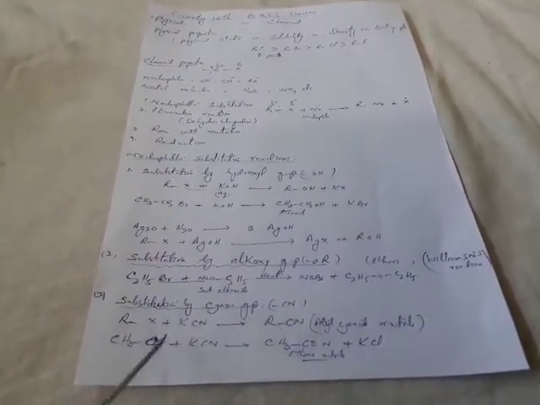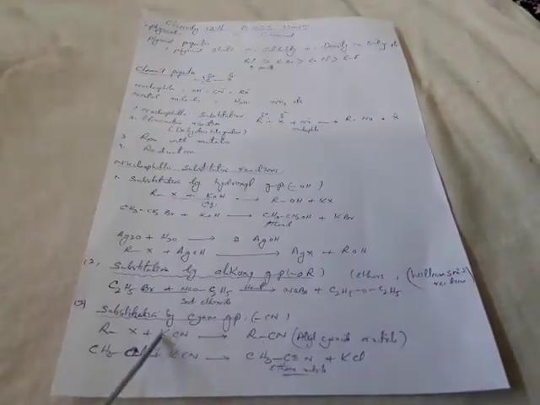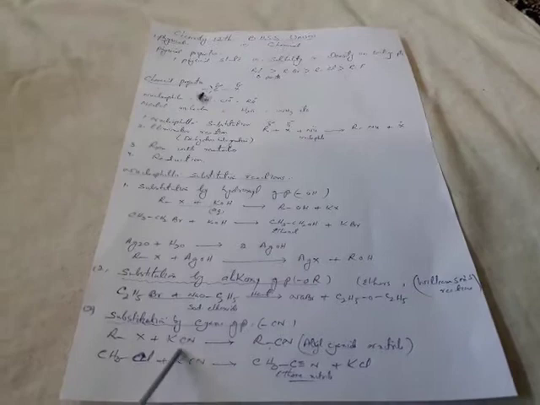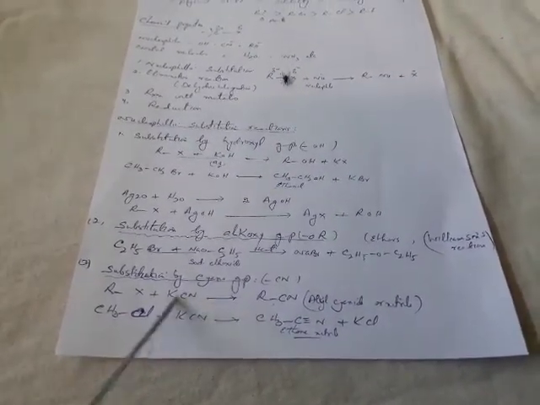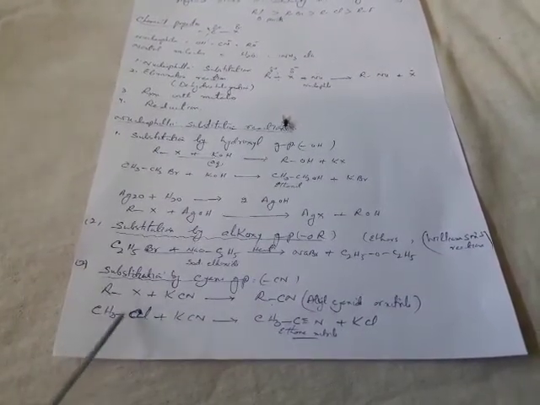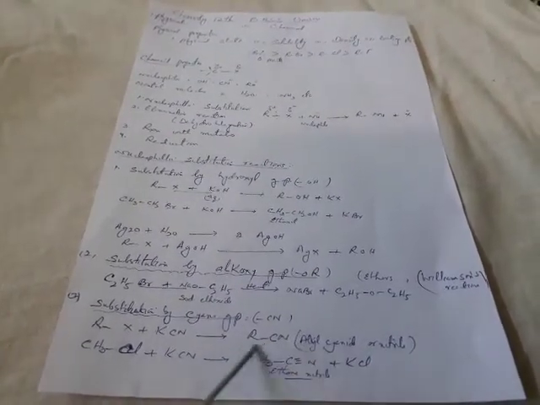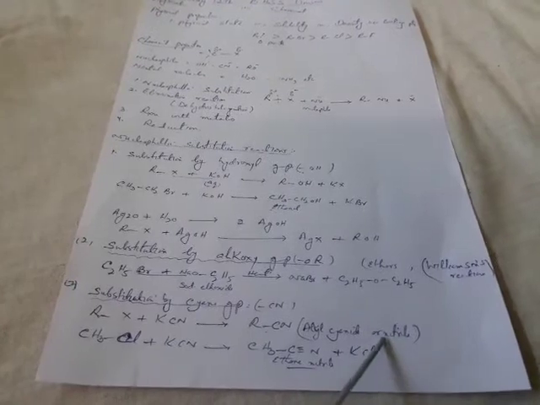Then the other reaction which we have is the substitution by cyanide group, or cyano group. In this reaction, these alkyl halides are treated with alcoholic potassium cyanide. The halogen atom is replaced by the cyanide group. So alkyl halides, when treated with an alcoholic solution of potassium cyanide, give rise to the formation of nitriles. This is alkyl cyanide, or we simply call it nitrile.